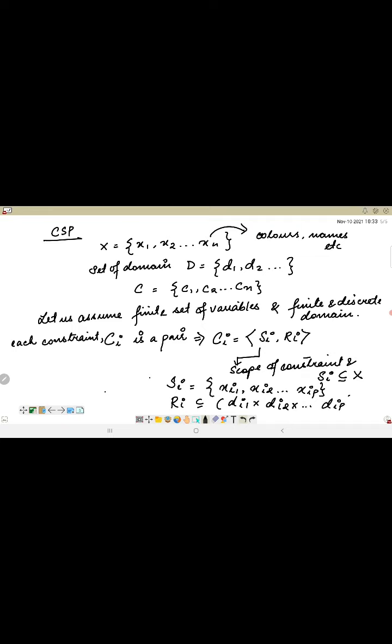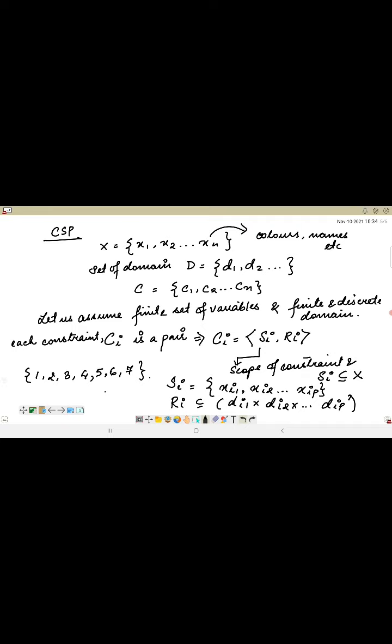So this is how we will be representing a constraint. In practice, Ri is either explicit or implicit. That means Ri can have any values. If we are considering Ri to be explicit, then Ri can have any values from 1, 2, 3, 4, 5, 6, 7.